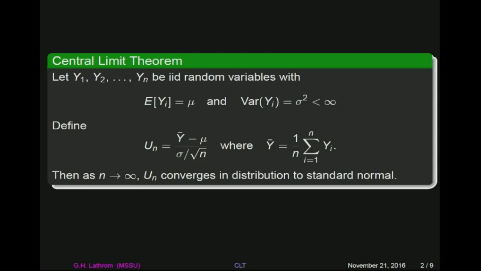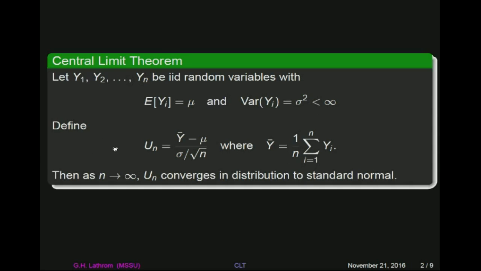So let's begin with a statement of the Central Limit Theorem. The setup is that we have independent, identically distributed random variables, y sub 1, y sub 2, all the way up to y sub n, and we assume that the expected value of each one of the random variables is the same, being mu, and we assume that the variance of each one of the random variables is the same, being sigma squared, and that sigma squared is finite.